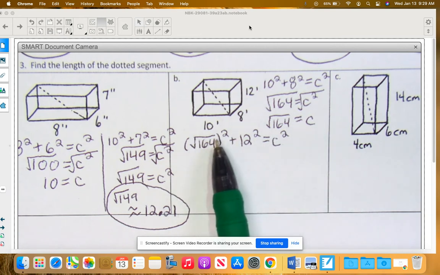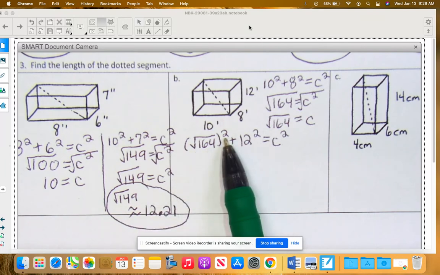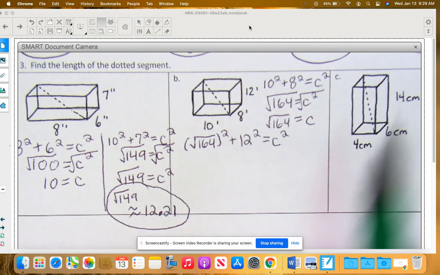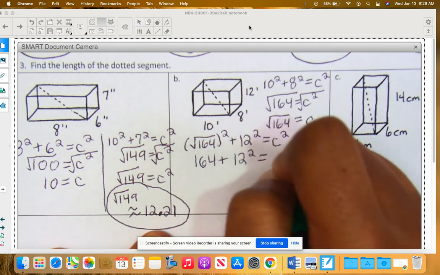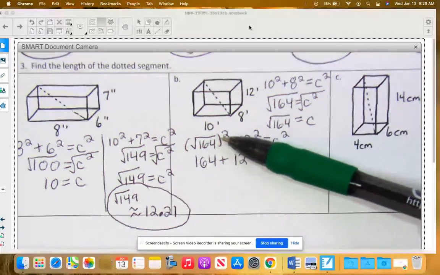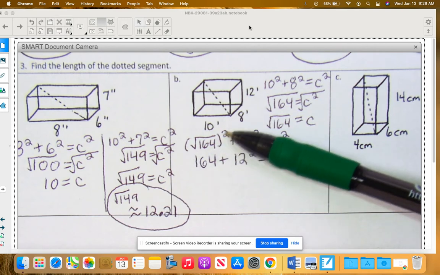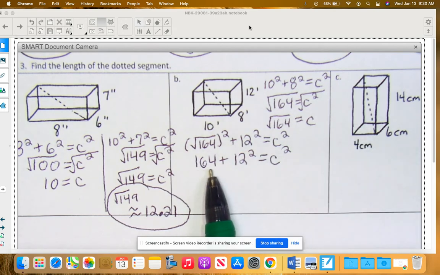In a calculator, or even better than that, in Desmos, if you type in the square root of 164 squared, it's going to give you 164, which is fine. That is the correct answer. So let me go through that again. When you put the square root of 164 and you square it, square root and squaring cancel out. So we're left with 164 plus 12 squared equals c squared. This section right here, square root of 164 times the square root of 164, will always cancel out, and I'm left with 164.